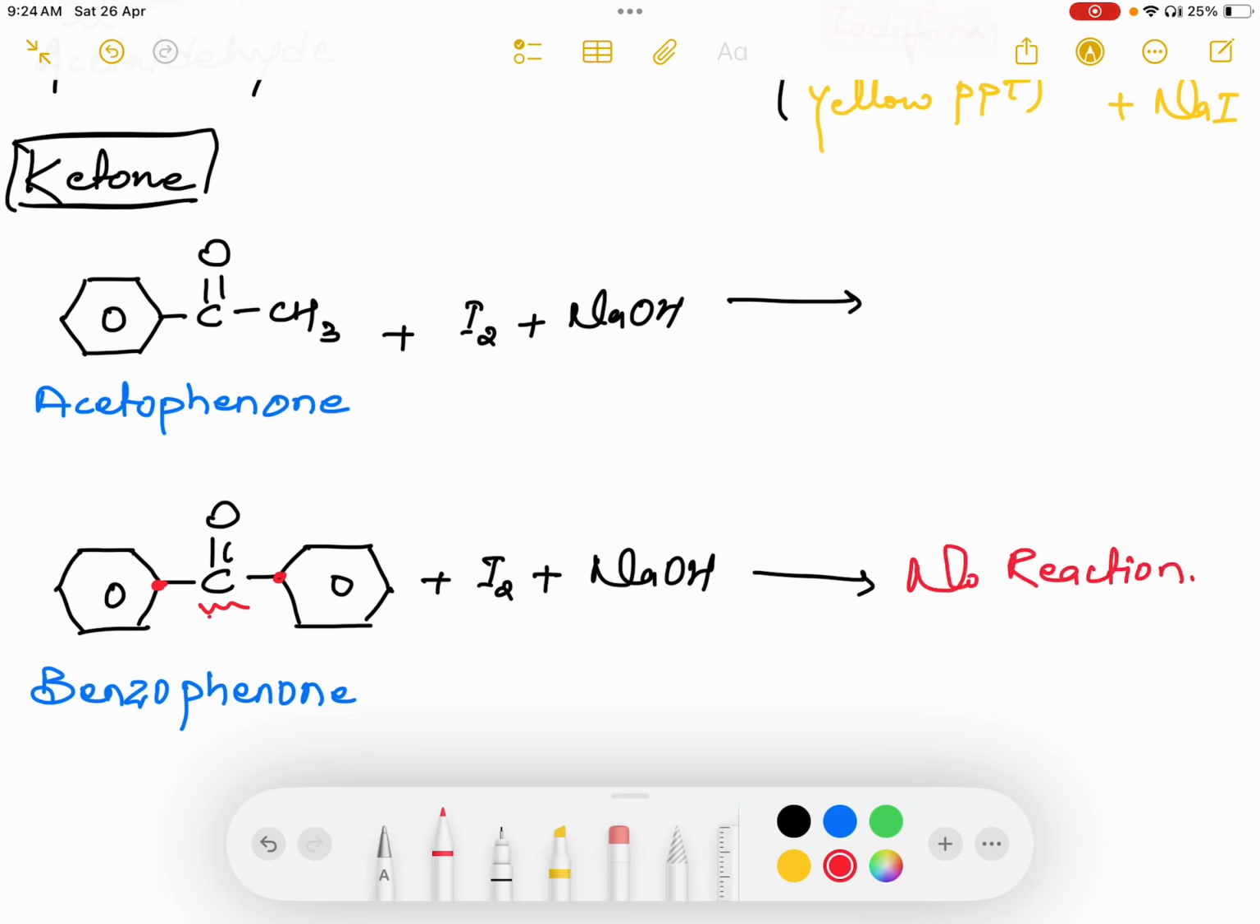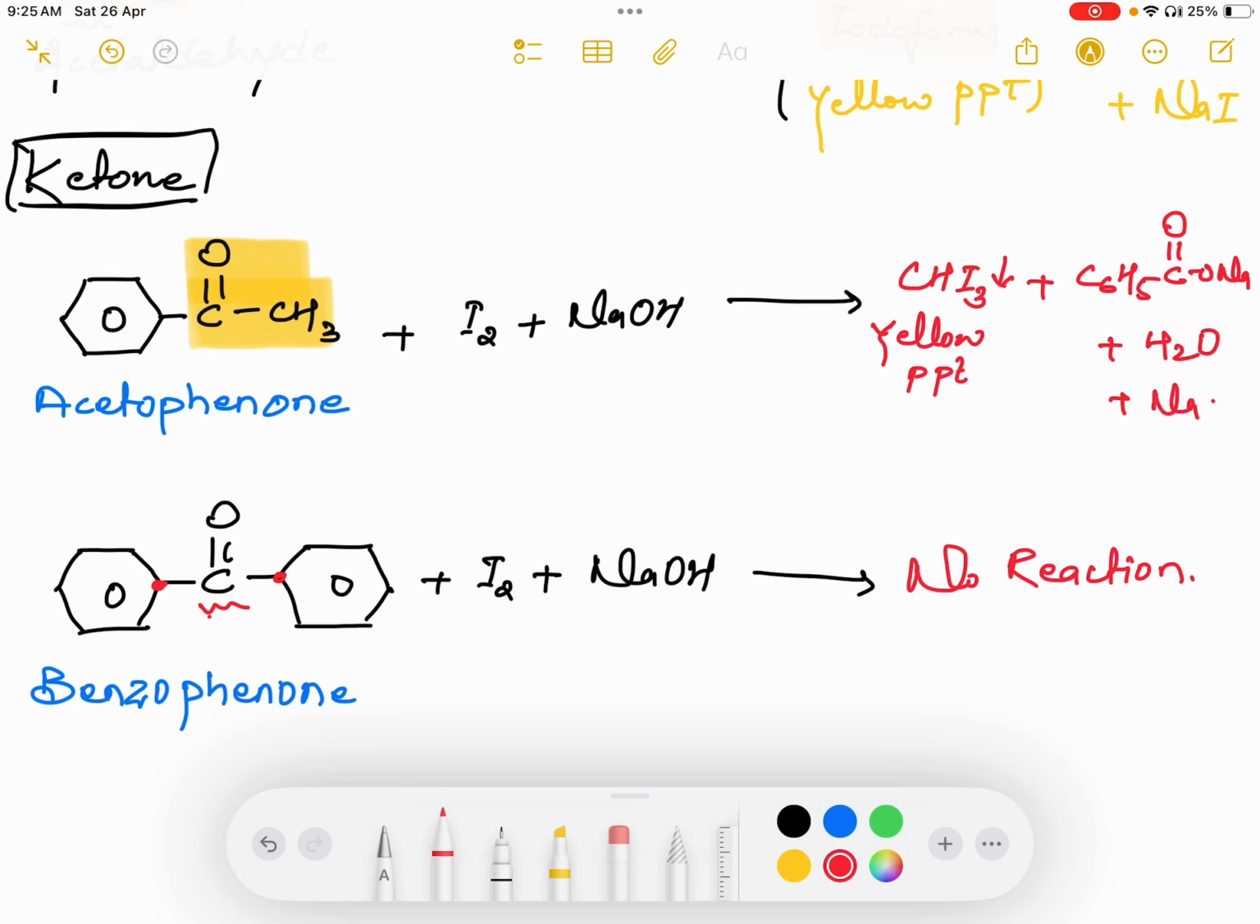What did I say? That there should be a CH3 attached to the carbonyl carbon. But here, what do you see? A CH3 is attached to the carbonyl carbon, meaning this will give a positive test. It will do the reaction and it will again give CHI3, which is a yellow precipitate, iodoform, along with a byproduct: you will have C6H5 C double bond O and here ONa group, and the remaining byproducts, water and NaI, will be formed.